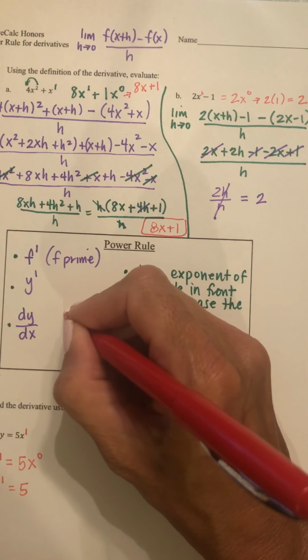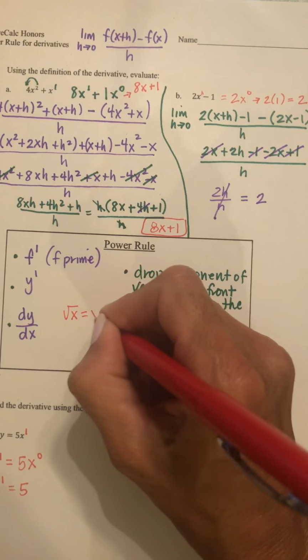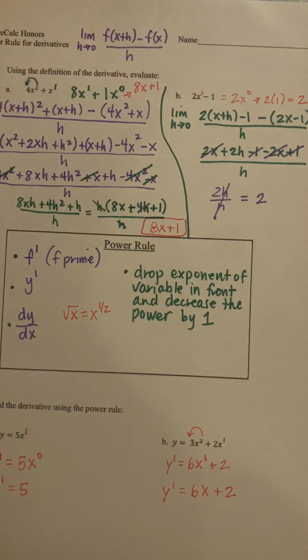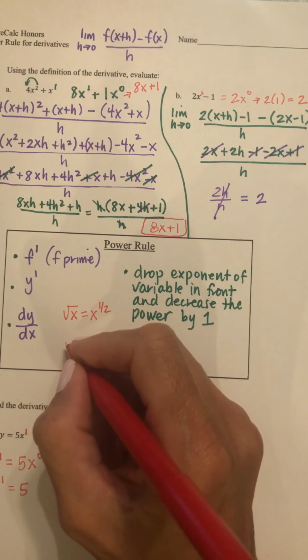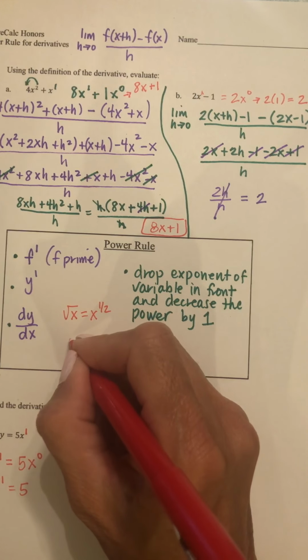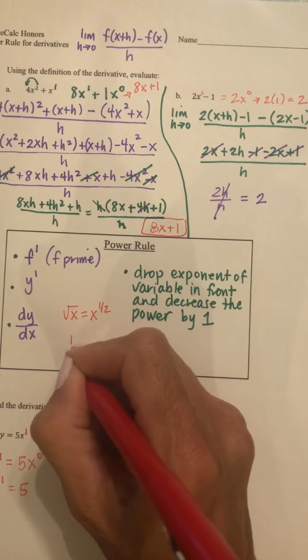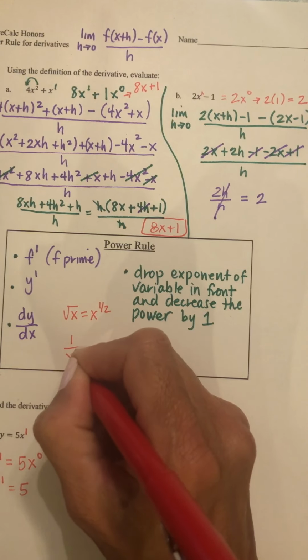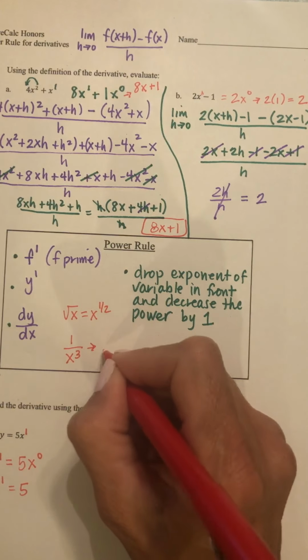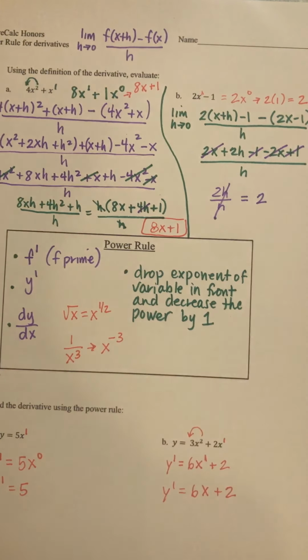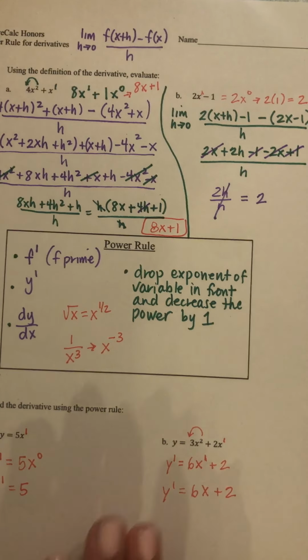Honestly, where things get annoying, certain things like, maybe we'll fill this in the box. You got to remember that the square root of x is x to the 1/2 power. And if you have an exponent on the bottom with a fraction, so 1 over, say, x to the 3rd, you're going to have to change that into x to the -3rd. So those are things to keep in the back of your minds that could give you a little bit of trouble. But honestly, this is the easiest rule.